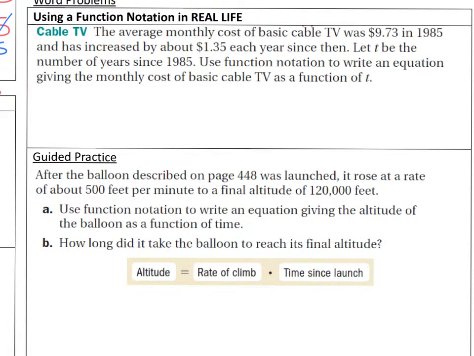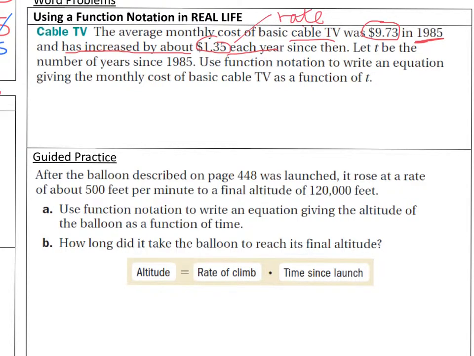Okay, word problems. We're going to use the function notation in real life. So, for example, cable TV. The average monthly cost of basic cable TV was $9.73. So every month, if a person signs up for cable TV, they will have to pay the basic monthly cost of $9.73. And this began in 1985. And since then, it has increased by about $1.35 each year. So this is like a rate.